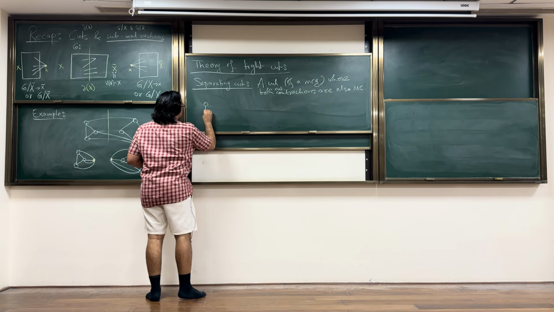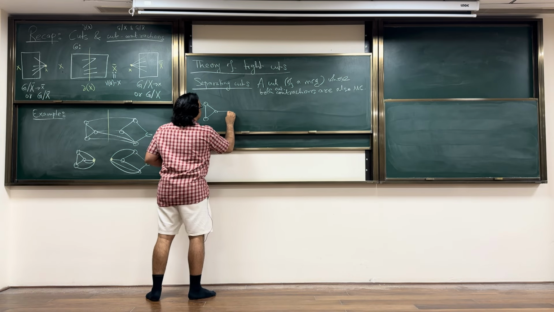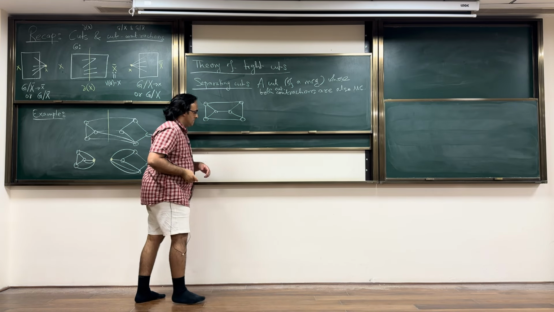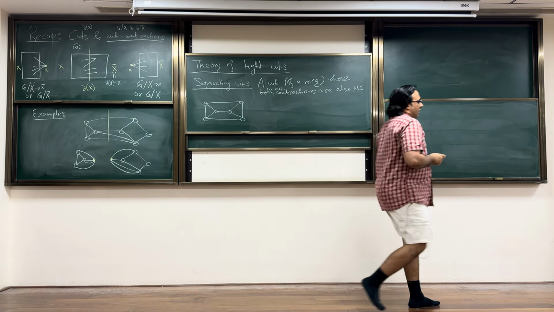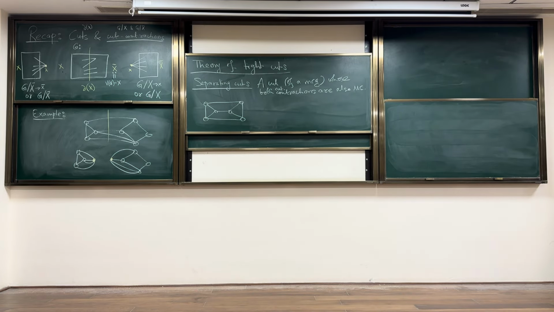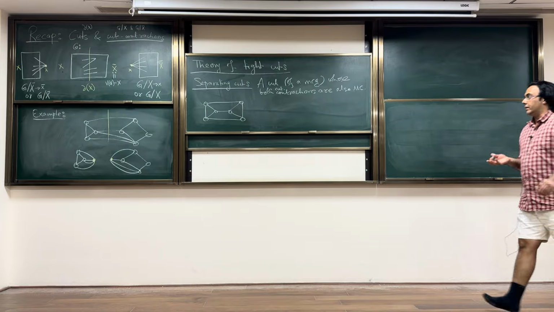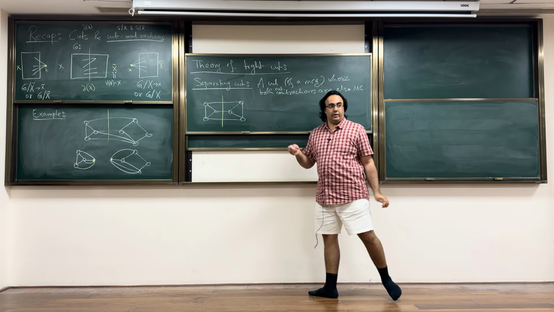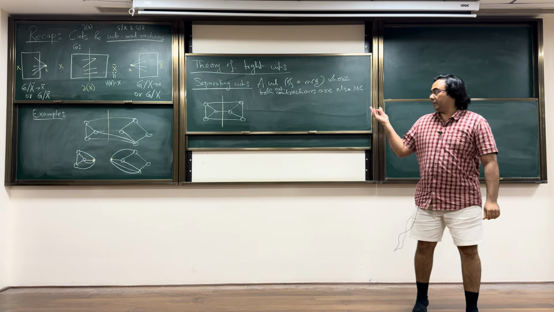Okay, so any cut for which both cut contractions are matching covered is called a separating cut, and perhaps the most standard example of a separating cut is this one. Here you can see that of course every trivial cut is separating. Observe that every trivial cut is a separating cut. But what is more interesting is a non-trivial separating cut. So here is a non-trivial separating cut in this graph.